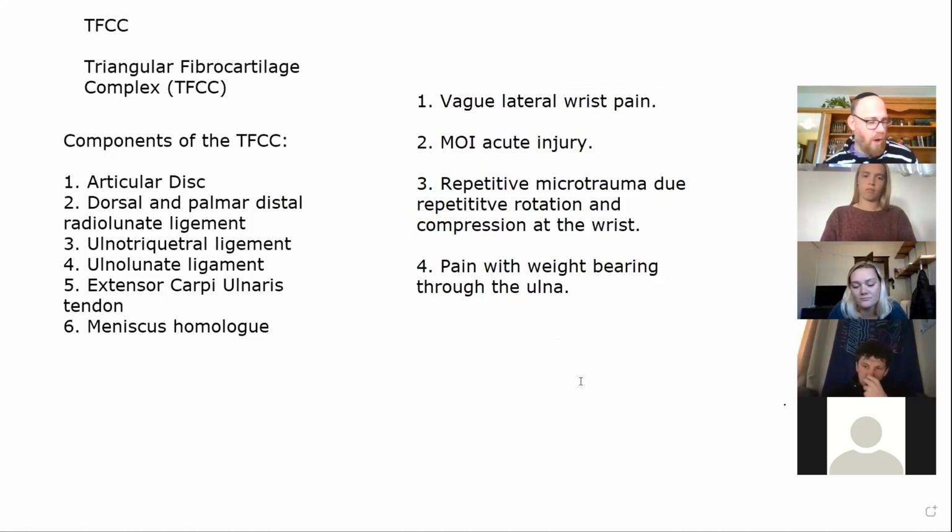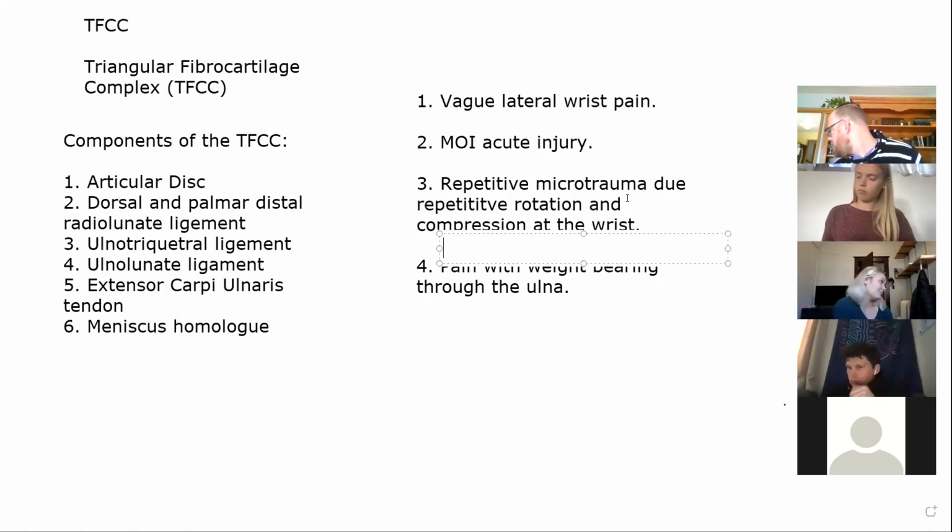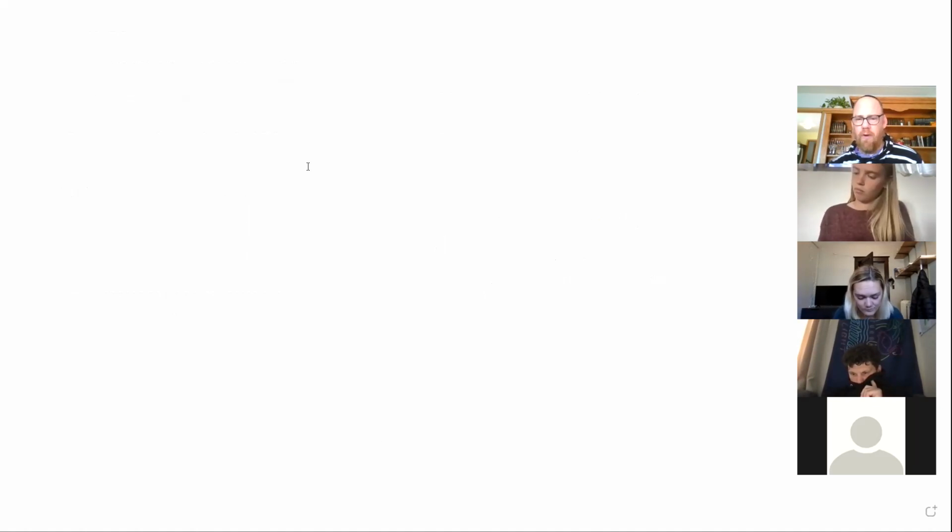One last thing on the TFCC. I know this is a little bit detailed here, but I'm going to draw you guys another picture. We're going to talk about a concept known as ulnar variance.